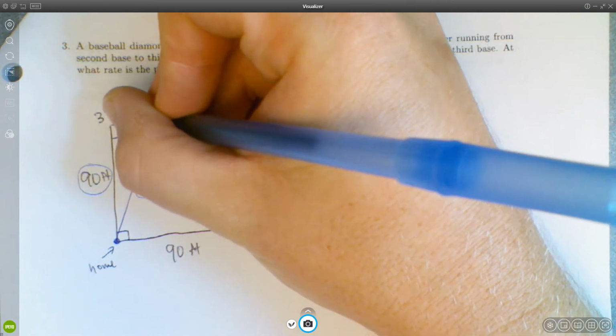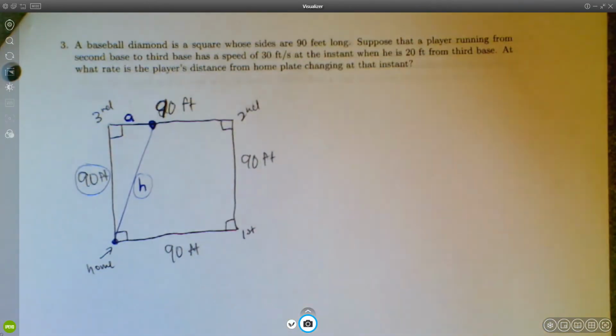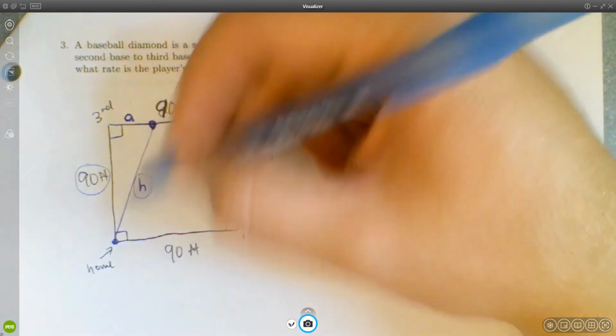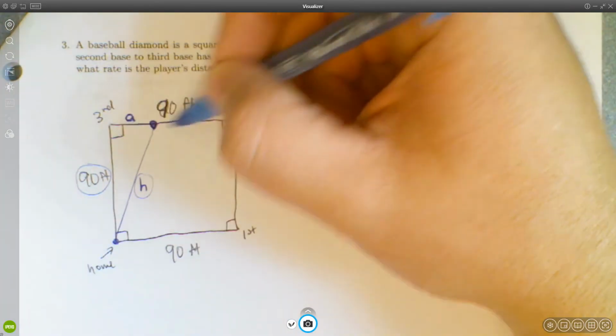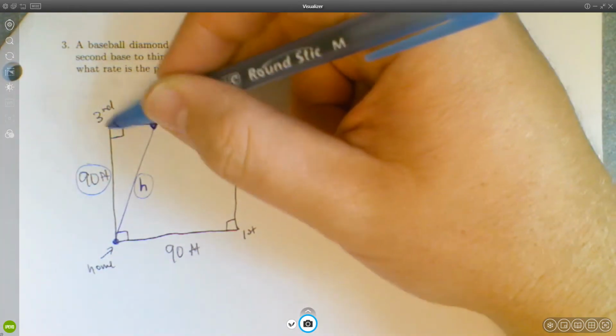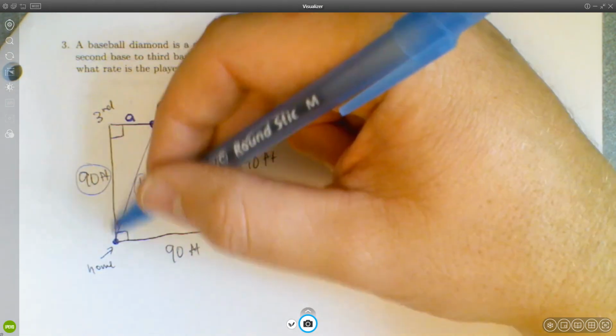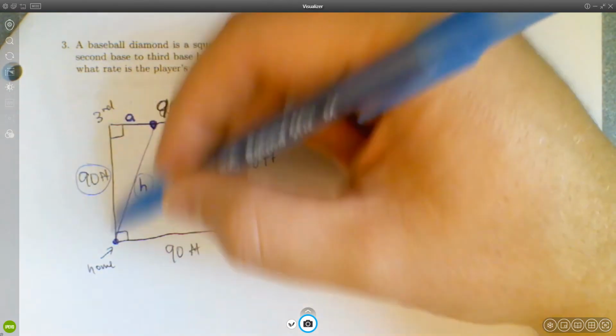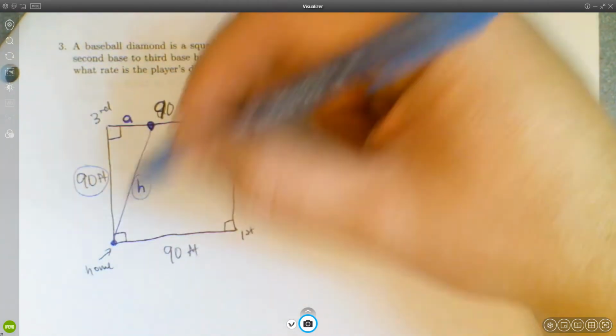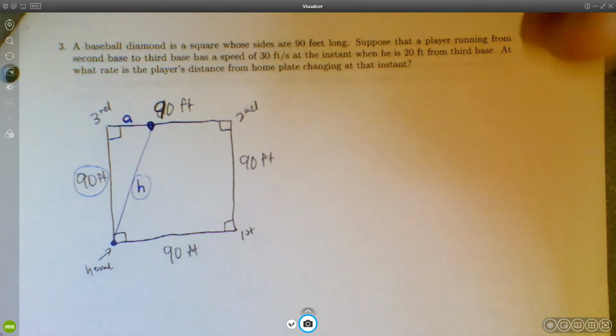Because we need to have a way to relate all of these quantities together before we differentiate, right? Before we start plugging in specific numbers, we need to have a way to relate all these things. So because this distance is changing, a is changing with respect to time. 90 is not going to change, because the player is only running from second to third base. So 90 is just going to remain 90. But a is changing and h is changing. So anything that's changing, we need to find a way to write down a formula to describe how the changing things are related to each other, before we do the calculus on it.